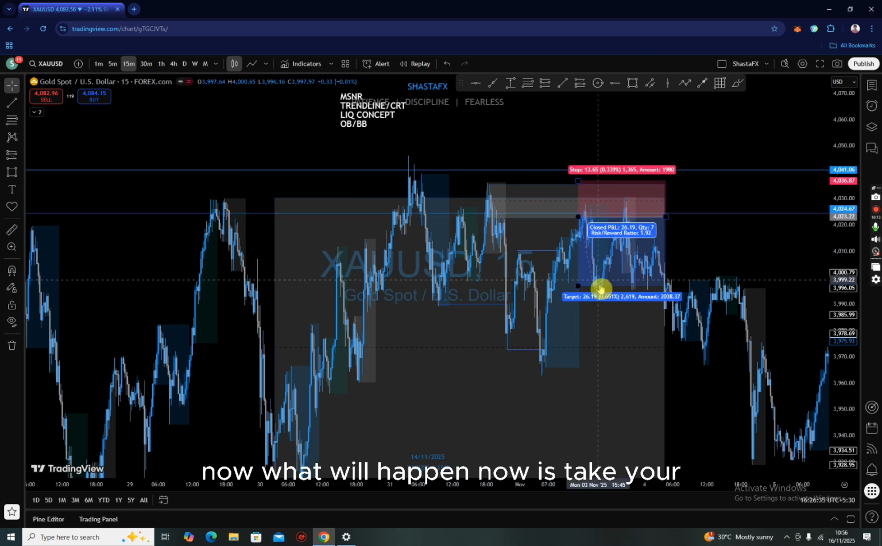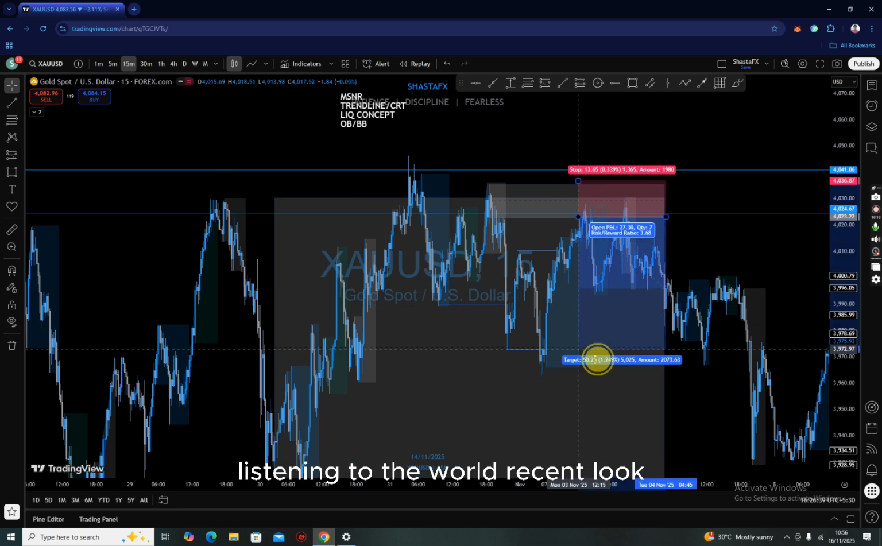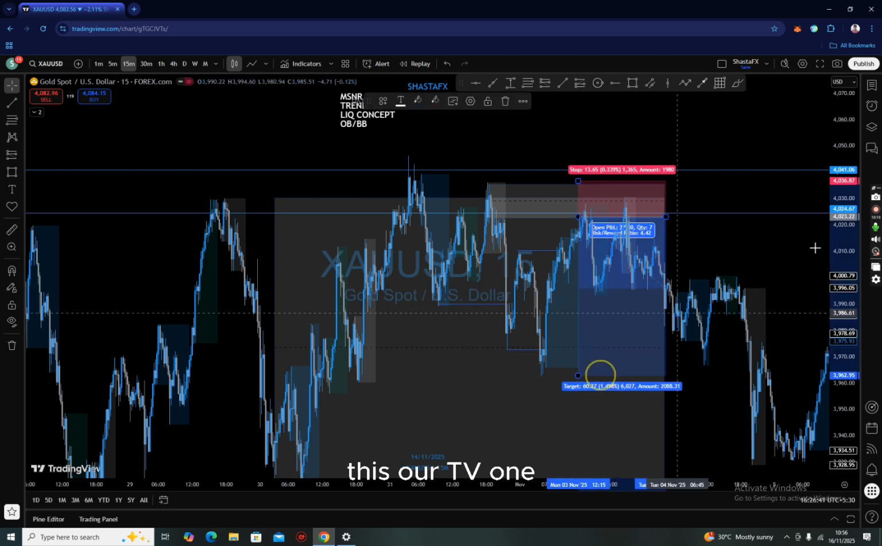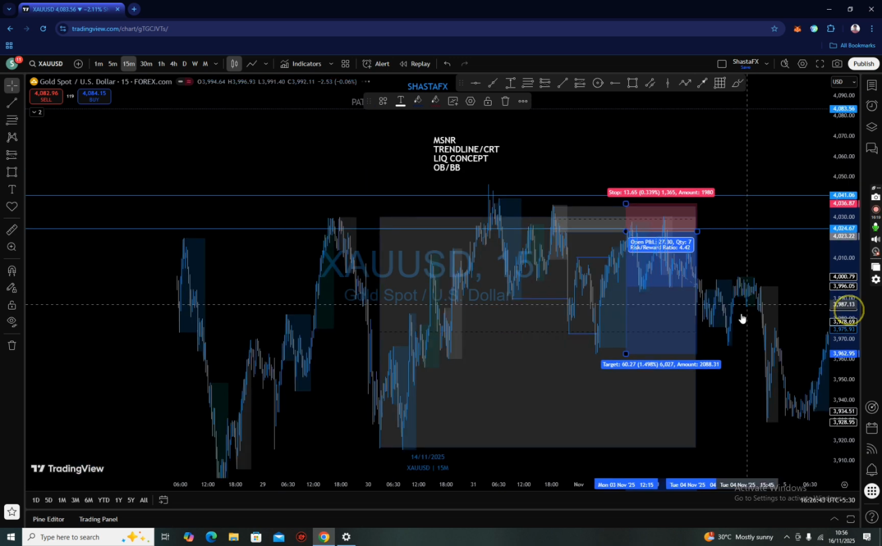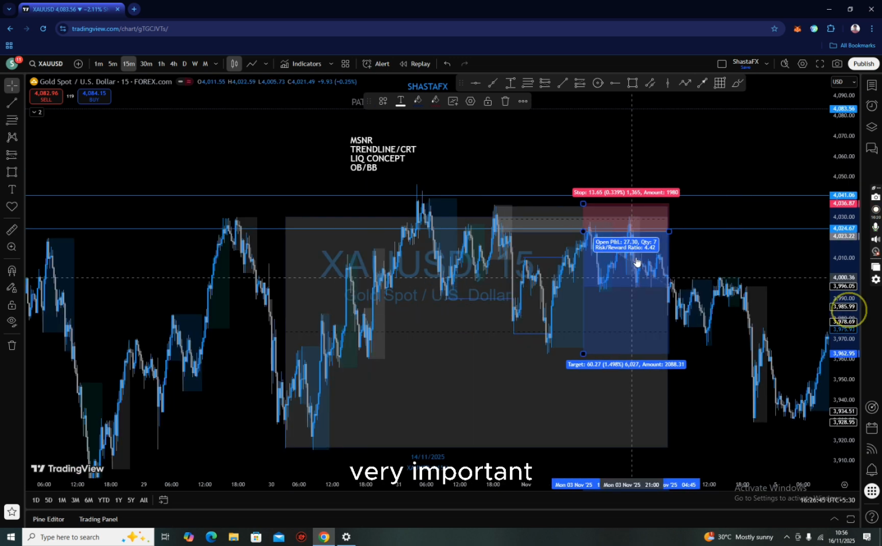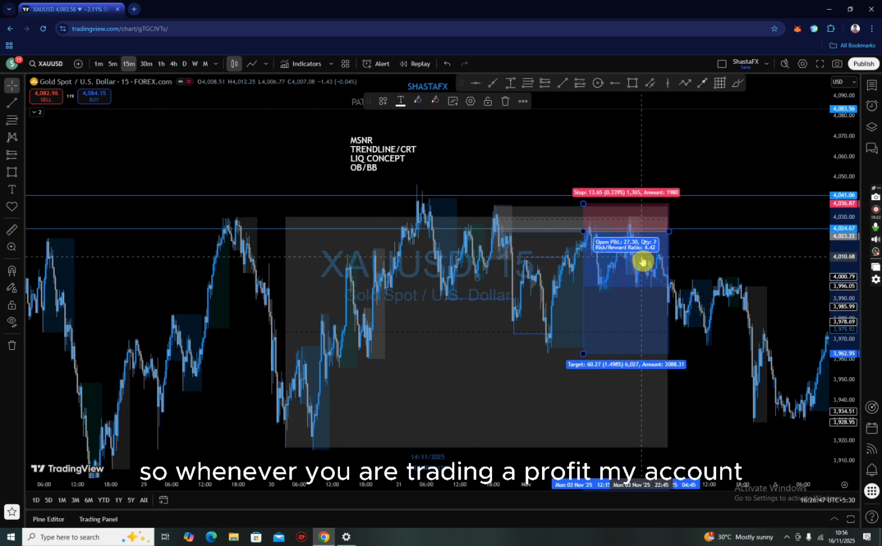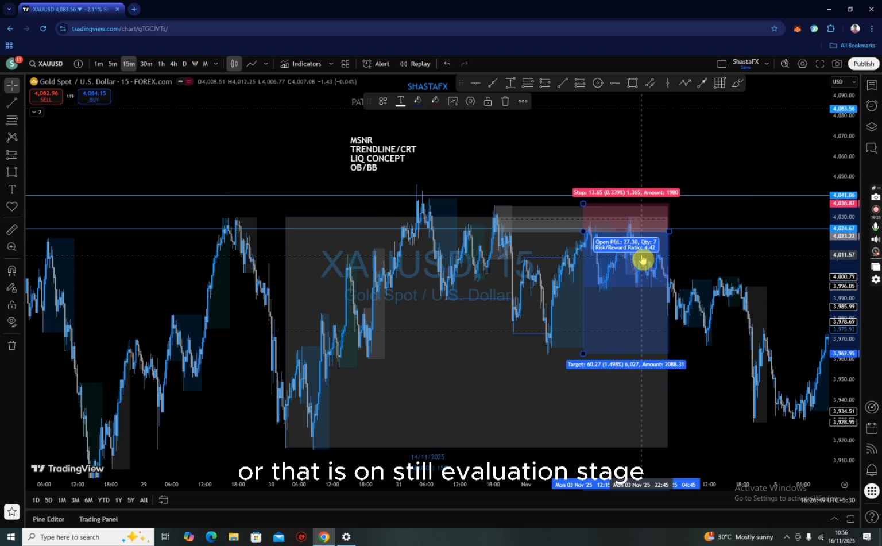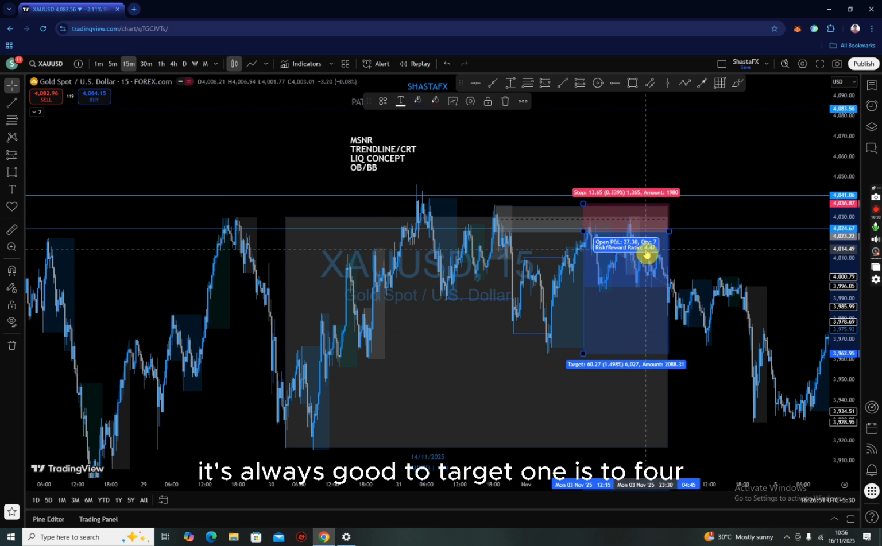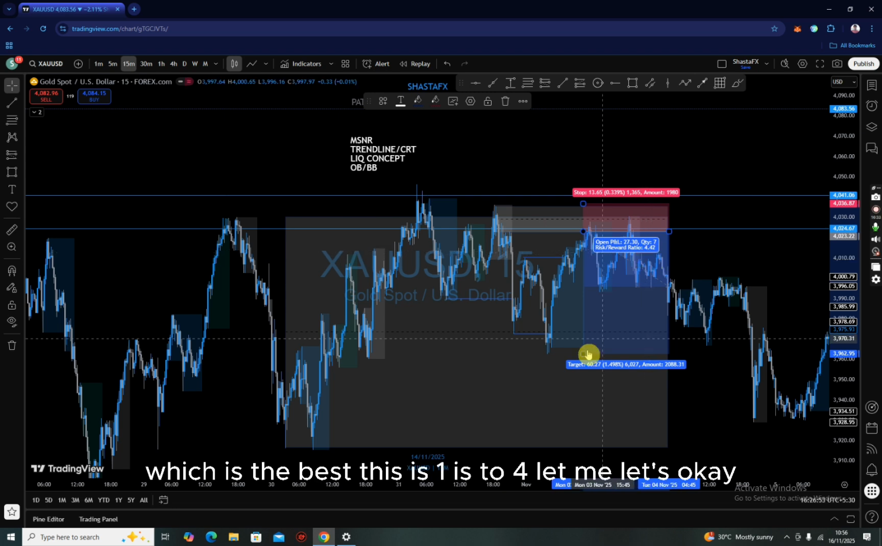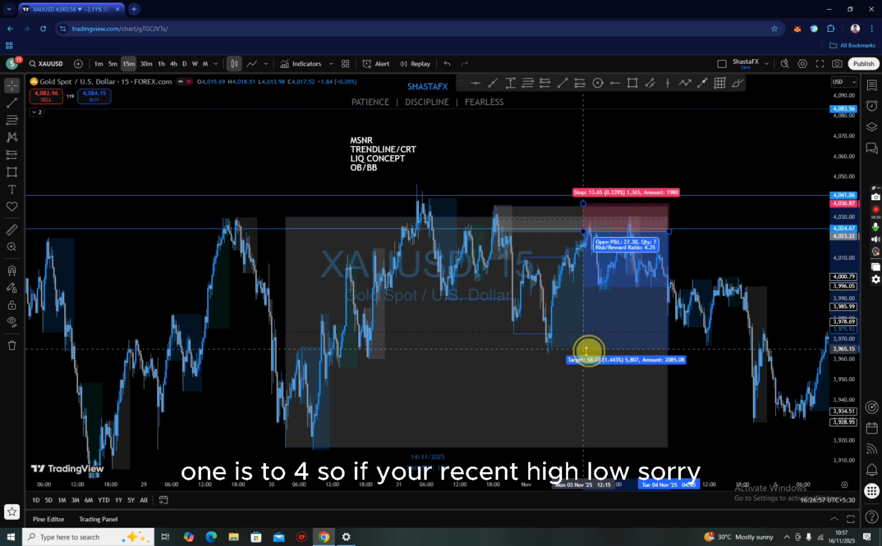Now, what will happen now is take your distance to the recent low. This is our TP1, which is very, very important. So whenever you are trading a prop firm account or one that is still on evaluation stage, it's always good to target 1:4, which is the best. This is 1:4. Okay, 1:4.